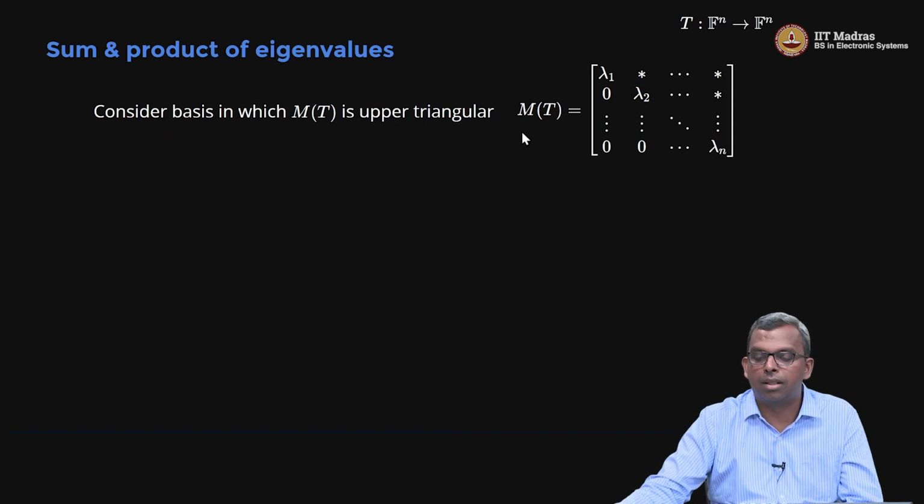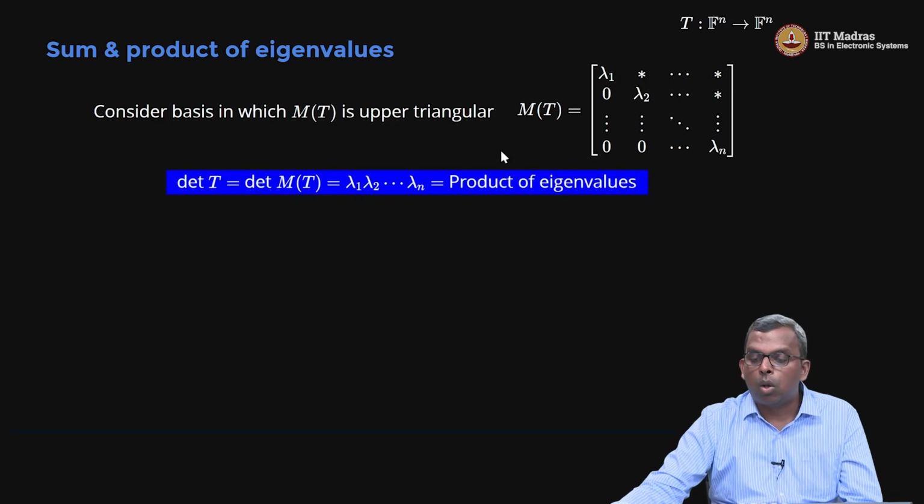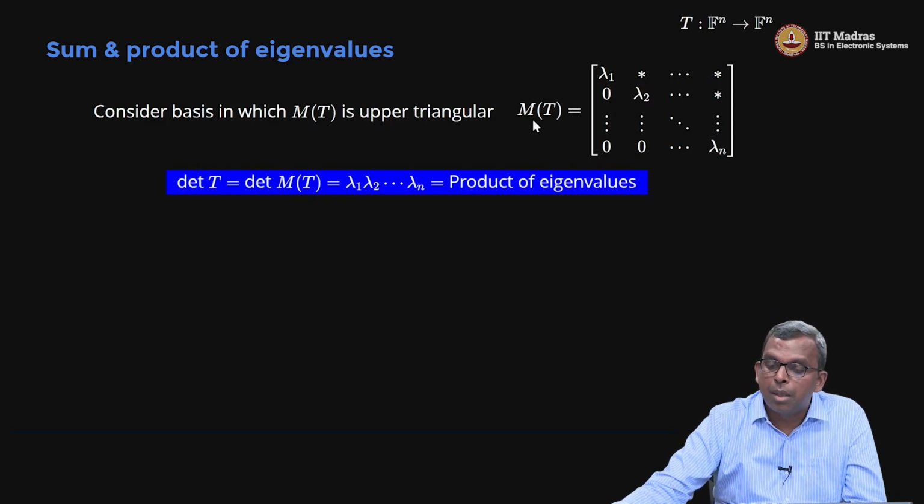the upper triangular structure. So, you have an operator T, you consider a basis in which M of T is upper triangular. So, you have got lambda 1 to lambda n on the diagonal, stars on the right top, zeros below. What is the determinant of T? It is the same as the determinant of M of T, right. I can pick any basis, the determinant is the same. But what is the determinant here? It is upper triangular, so it is the product of the values on the diagonal, lambda 1 to lambda n.